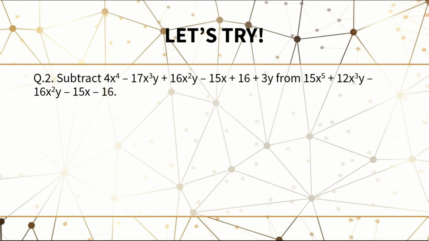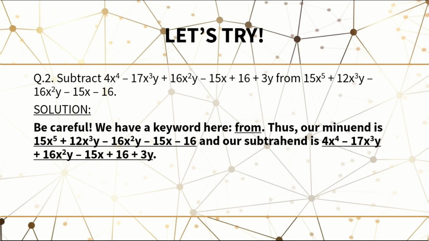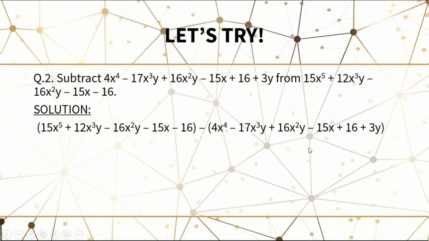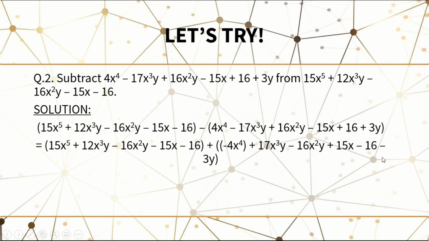Pero, here's the solution. Tandaan, basahin muna ang question kasi meron tayong keyword na from. Pag may from, magbabago yung ating order kung alin dyan yung minuend at yung subtrahend. Yung minuend natin ay itong second expression, itong 15x to the 5th. At yung subtrahend natin is 4x4 minus 17x cubed y plus 16x squared y minus 15x plus 16 plus 3y. Ibig sabihin, ito yung papalitan natin ng mga signs. I-distribute natin yung inversion. Again, be careful kasi mahaba yung expression natin. Pag in-invert natin yan, ito ang kakalabasan.